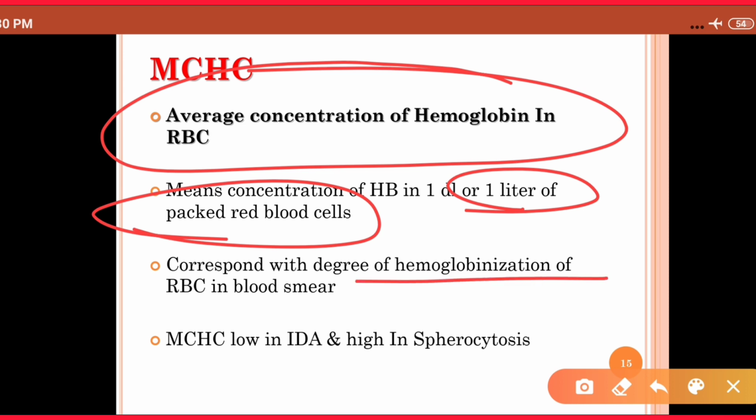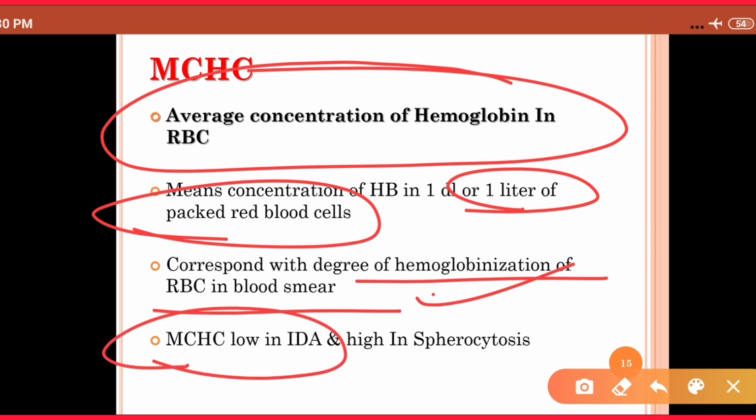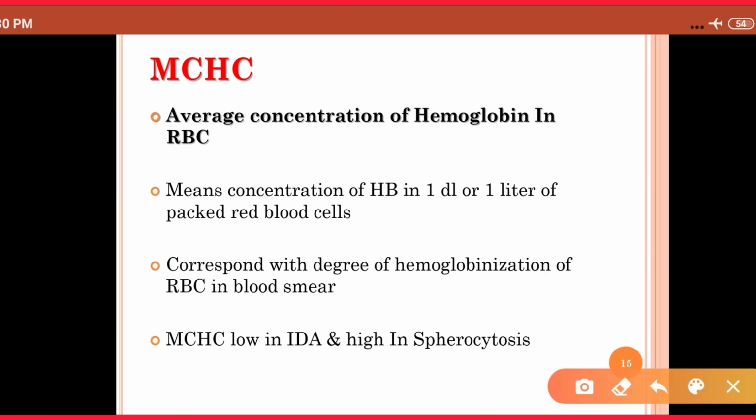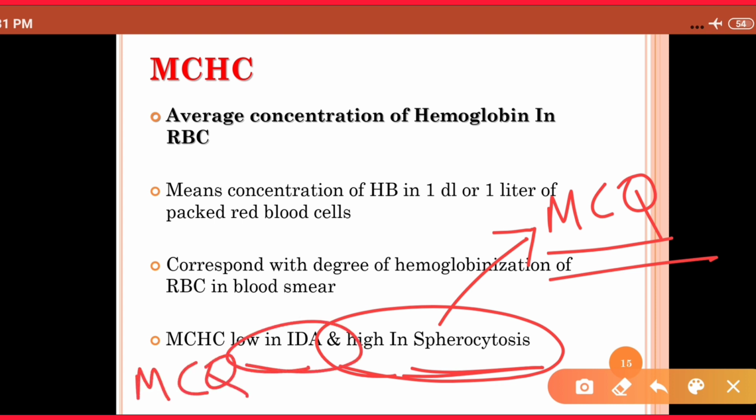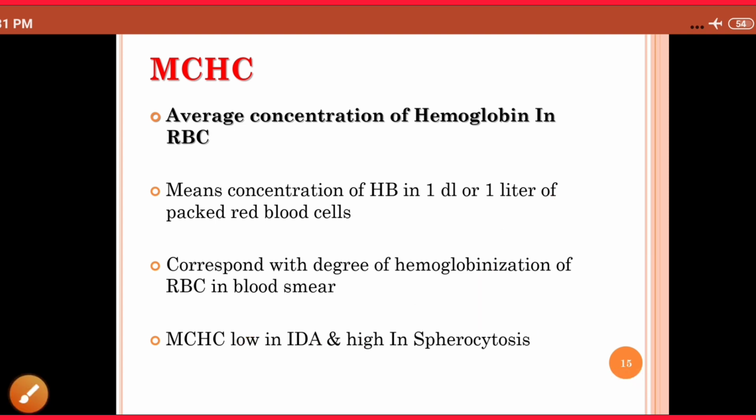So it corresponds with the degree of hemoglobinization in the red blood cell in the peripheral smear. So it's a better indicator of the hemoglobinization of RBC in the blood smear. Obviously it is low, as we have discussed, hemoglobinization is low in microcytic hypochromic anemia. So your MCHC is classically low in iron deficiency anemia, and your MCHC is high in spherocytosis, where hemoglobinization is increased. This is the most important MCQ, guys. Remember, when your MCHC is high, your answer would be spherocytosis, and when it is low, then it is iron deficiency anemia. These two are very important, frequently asked MCQs.